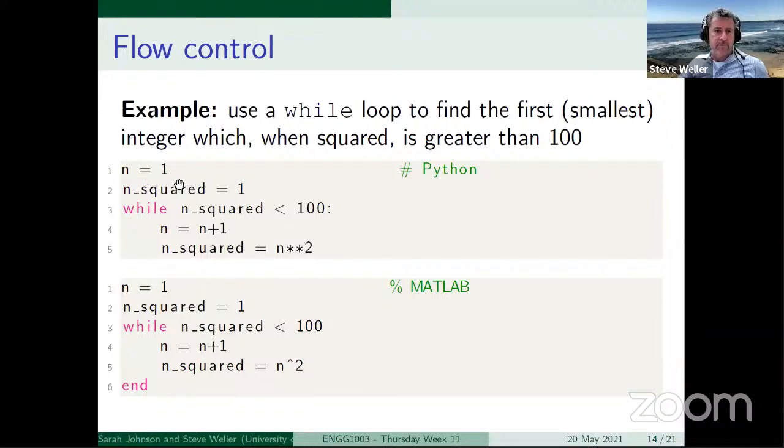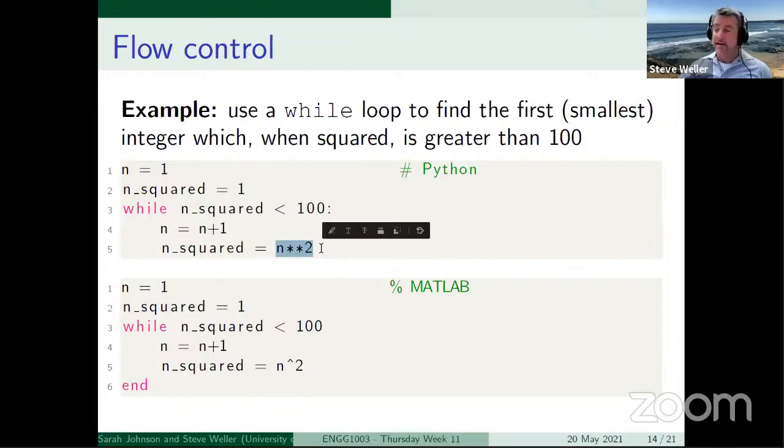Here's the Python code to do it. We'd initialize our value at one, and initialize a quantity that we then use in a conditional: n squared, whenever n squared is less than 100. That's the specification of our program. We could then increment n and then update the value of n squared.